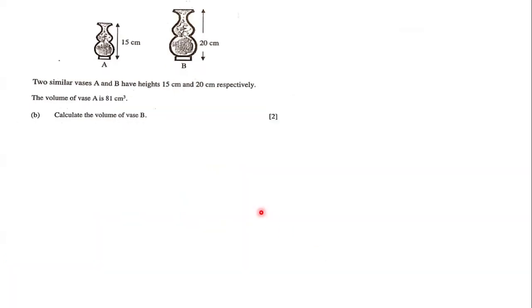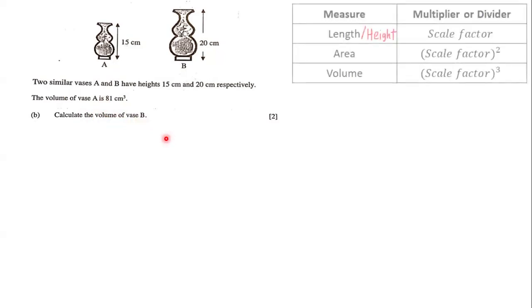Next, they said that two vases, A and B, have heights 15 centimeters and 20 centimeters respectively. The volume of vase A is 81 centimeters cubed. Calculate the volume of vase B. So they gave us the volume of vase A and they want us to figure out the volume of vase B.